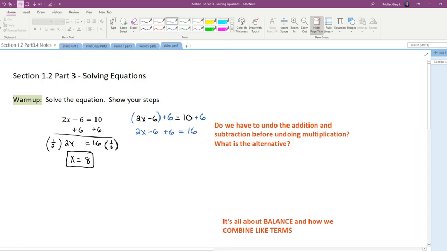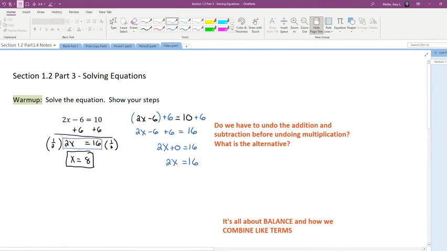Now, when I look at this, I have multiple things going on on the left side over here. But order of operations and how we combine like terms is important. So how do we add things together, remembering I'm adding 6 to this entire thing? We can only add like things together. So that means the minus 6 and the plus 6 combine together and cancel out to be 2x plus 0 equals 16. And then 2x plus 0, of course, is 2x. And so I get down to where we were, right here at this step.